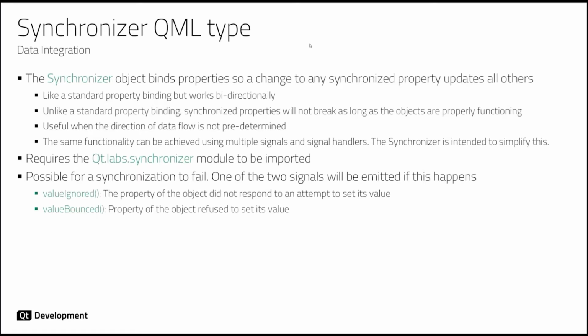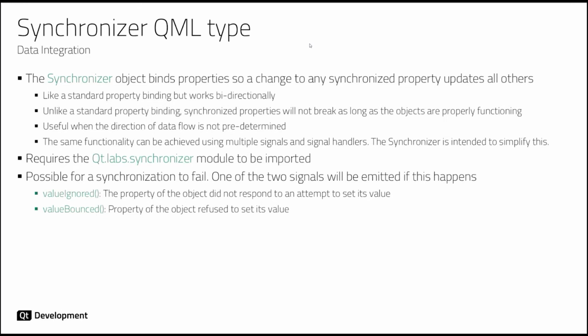So we found that using lots of signal handlers and property bindings just to get properties to stay in sync was relatively complex and could lead to some messy code. So the synchronizer is a way to just make it a little bit more readable. Now, it does require the Qt.labs.synchronizer module to be imported in order for it to be used.